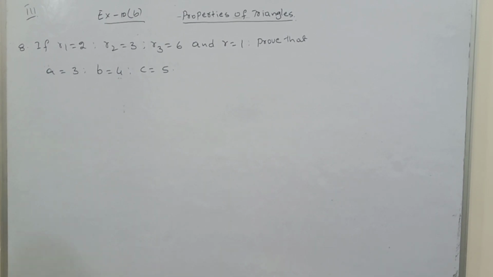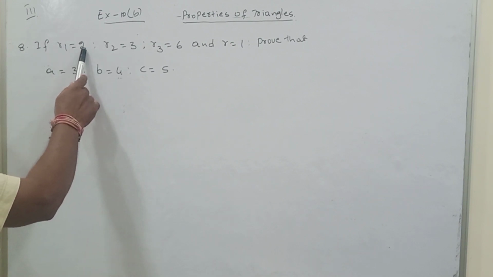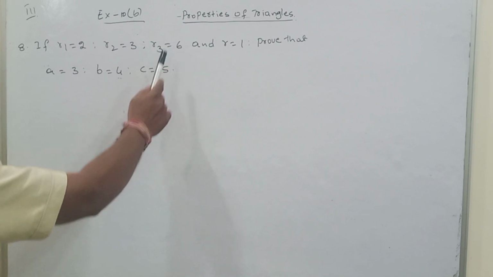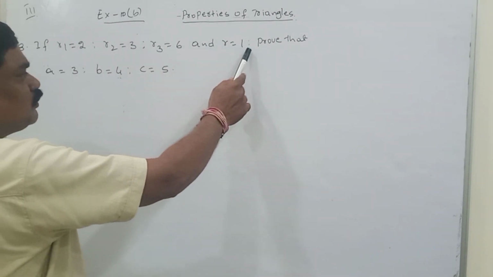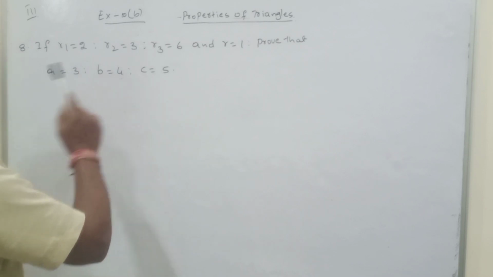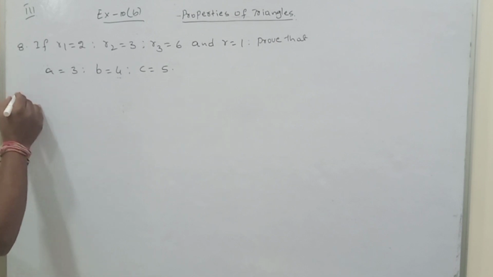Here, eighth problem. What is the eighth problem? If R1 is equal to 2, R2 is equal to 3, R3 is equal to 6 and R is equal to 1, prove that A is equal to 3, B is equal to 4, C is equal to 5.